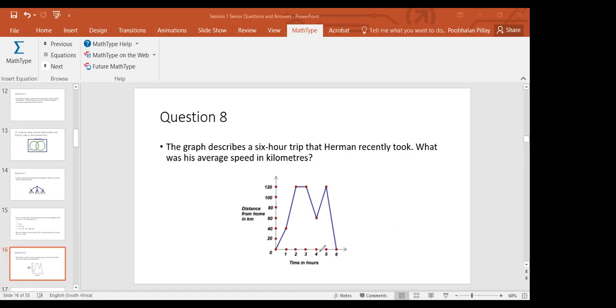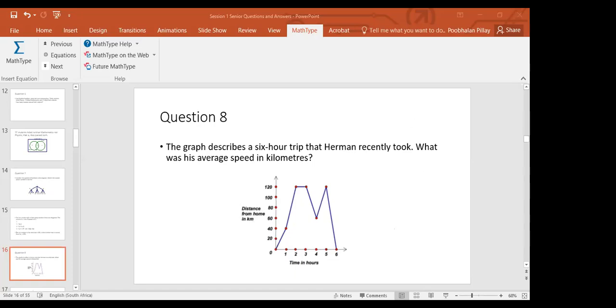You see here, can you all see this picture? Is it clear enough? Any one person can answer? Yes, Prof, we can see it. Can you read this time in hours and distance from home? Yes, Prof. Right. Distance from home in kilometers, 20, 40, 60, 80, 100.